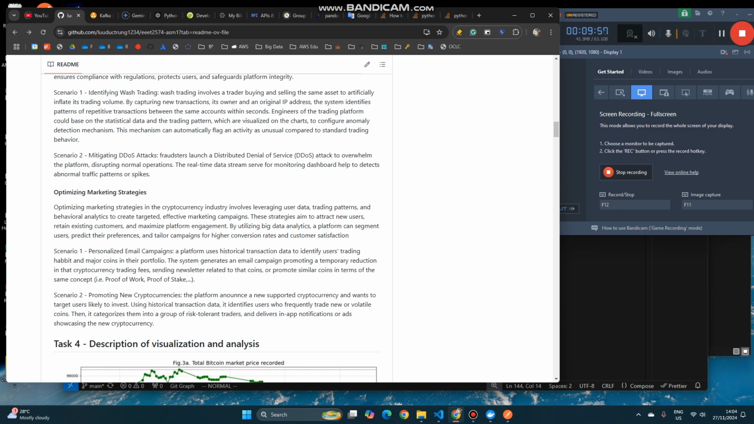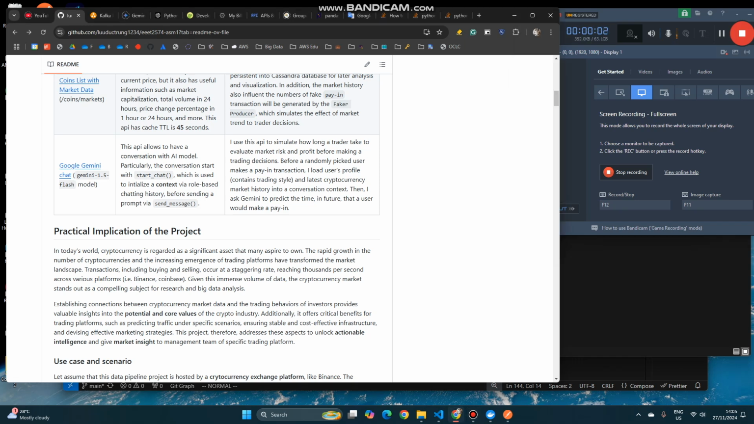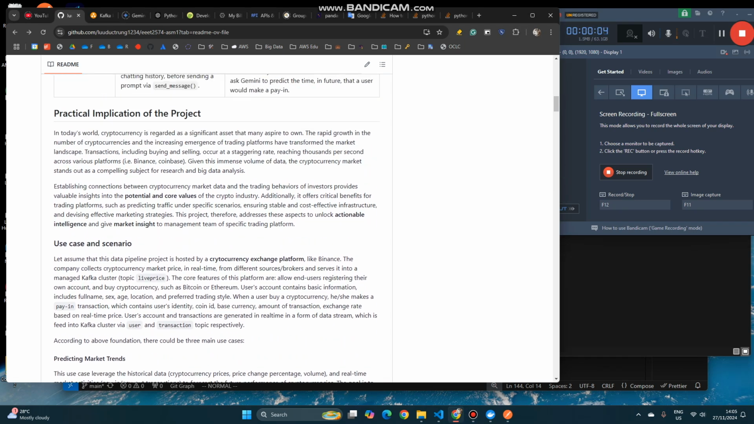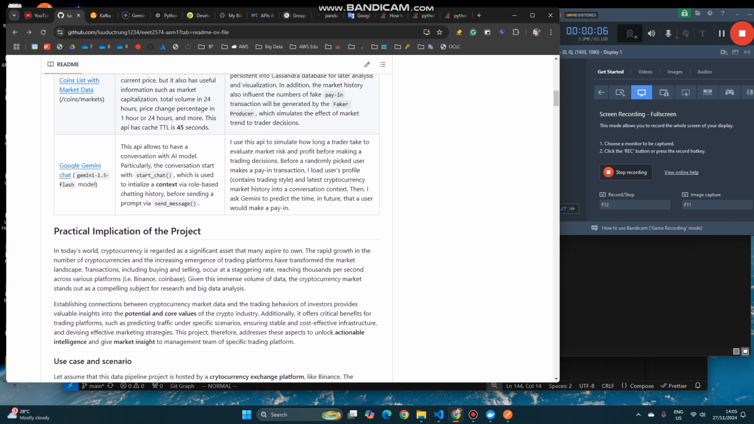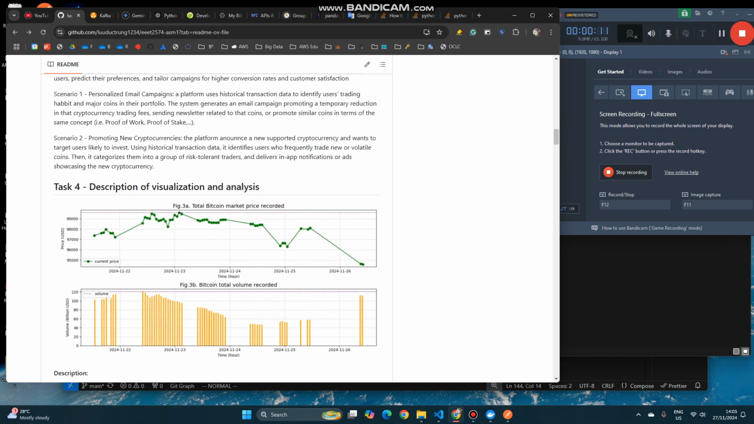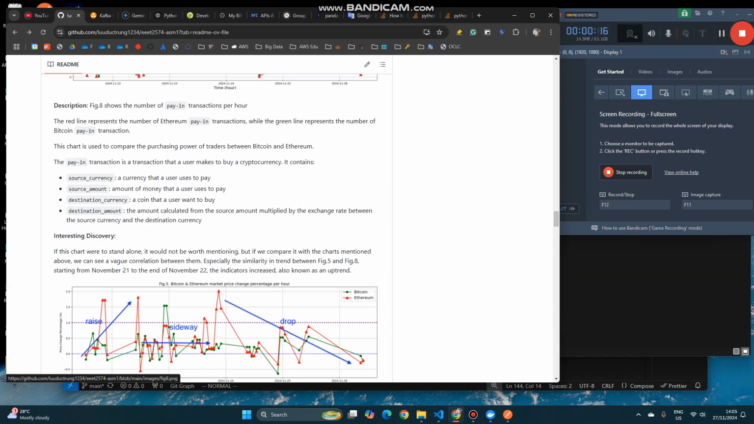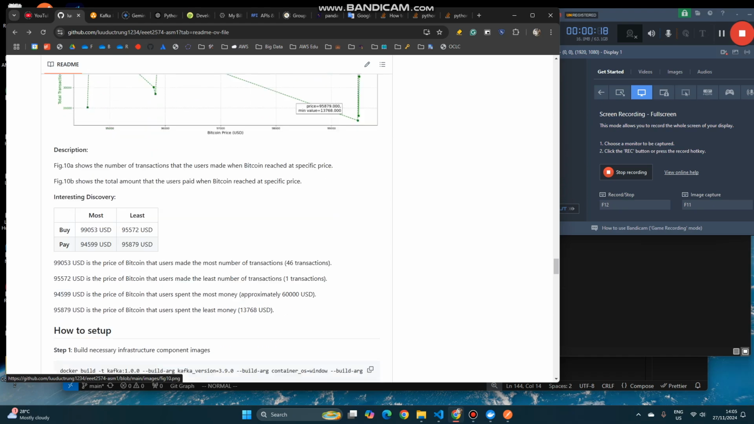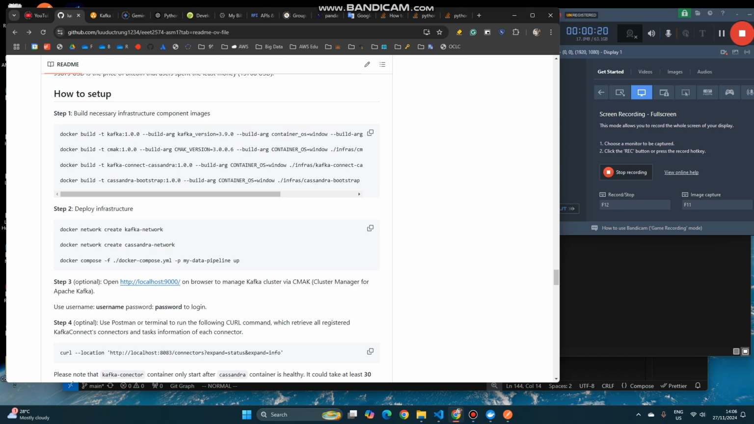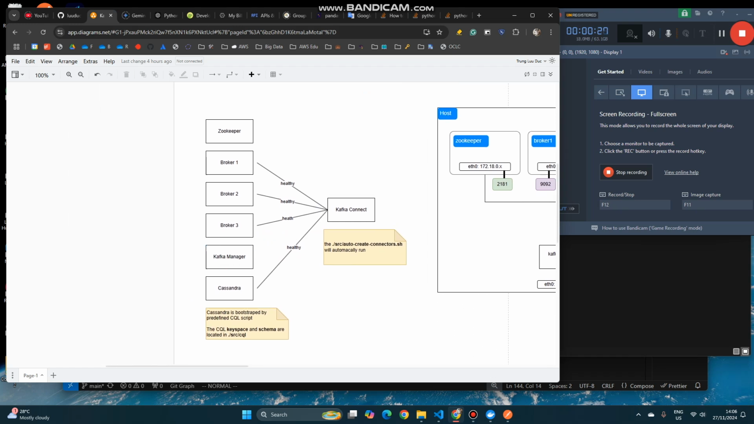Okay, so that's enough for the information about the practical implication of the project and API. Next thing, before we move to the setup step, let me introduce the infrastructure. So we're gonna have a lot of containers.